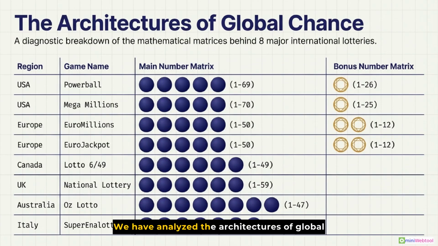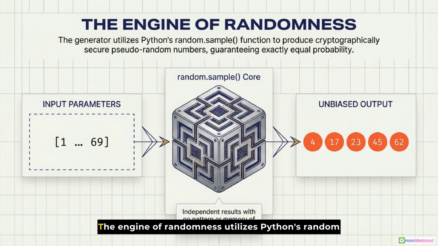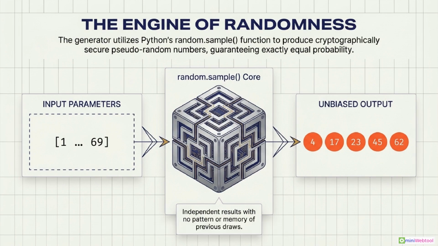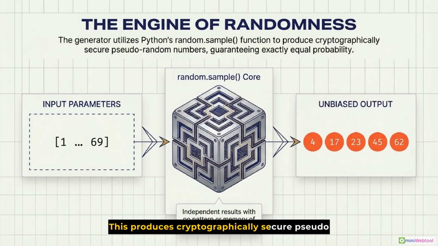We have analyzed the architectures of global chance, looking at the mathematical matrices behind 8 major international lotteries, including Powerball, MegaMillions, and EuroMillions, noting their main and bonus number ranges. The engine of randomness utilizes Python's random.sample function. This produces cryptographically secure pseudo-random numbers, guaranteeing equal probability for an unbiased output, independent of previous draws.